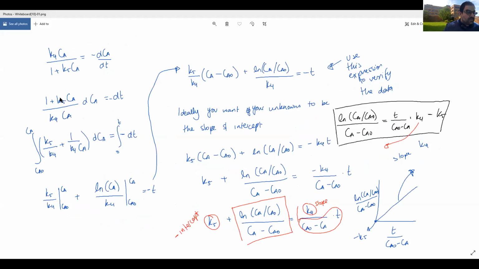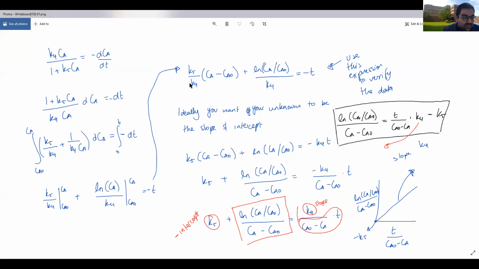And once we got to this point, basically integrated from Ca0 to Ca, I just did some algebra. First of all, I separated this fraction into two smaller fractions and then integrated, and you got the integral. So K5 over K4 Ca to Ca0 plus ln Ca over K4 Ca to Ca0 is equal to minus T, right? I plugged in my limits, so I get K5 over K4 (Ca minus Ca0) plus ln(Ca divided by Ca0) over K4 is equal to minus T, right?